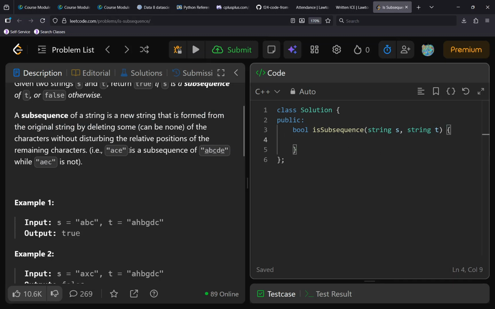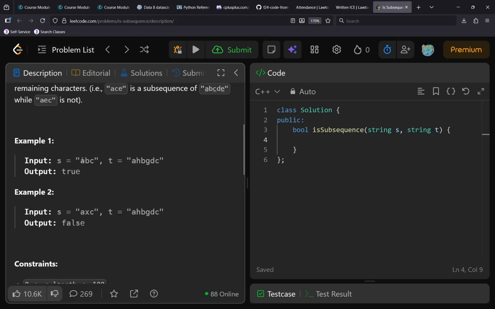For example, ace is a subsequence of a, b, c, d, e because you can take the a and then the c and then the e out. It was in order. You've chopped off some characters. But a, e, c, even though it has similar characters, didn't go in the right order, so that's not a subsequence. Here are some example inputs. ABC is a subsequence because there's the A, the B, and the C of the bigger string. AXC does not work because there's an A and a C, but no X in the middle between them.